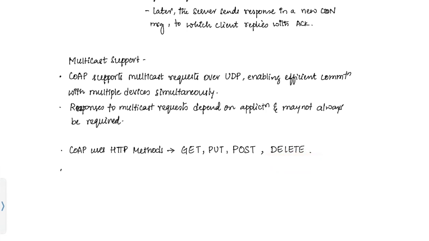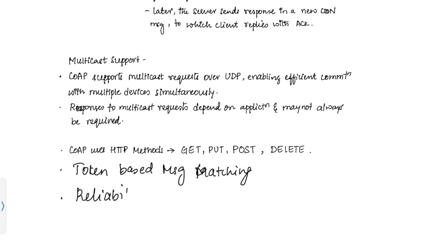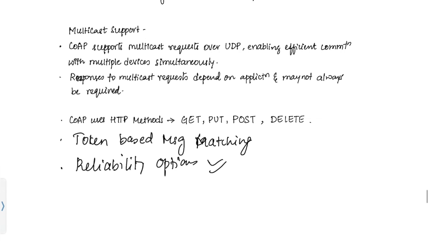Along with that, we also have a few more points, that is token based message matching and reliability options. Token based message matching means tokens are used to match the requests here. As we are speaking about the asynchronous communication, tokens would be used to match the requests with the responses. Speaking about the reliability options, reliable message delivery is optional here. That is enabling devices to balance the efficiency and data integrity on both the sides. So this was about the CoAP protocol.